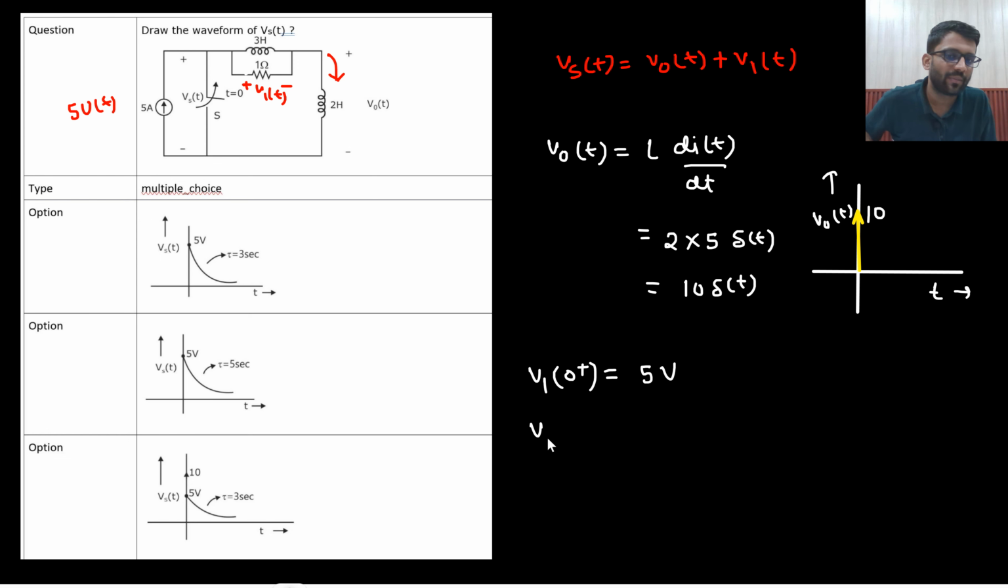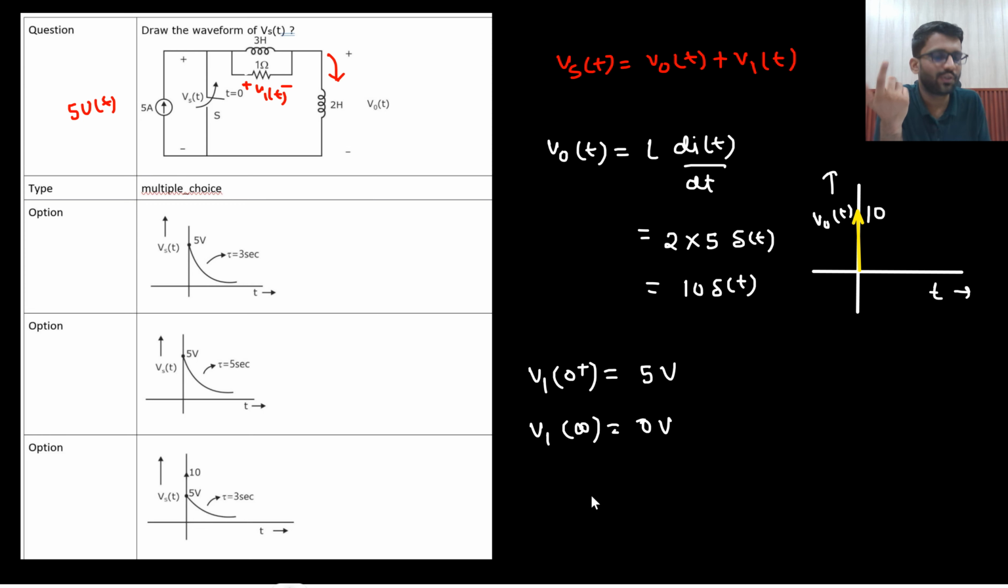At steady state what will happen? At steady state the inductor will be short circuited. Say yes or no. So all the current will be flowing through this 3 Henry inductor, and no current will be flowing through this resistance. So what will be the voltage drop? 0 volt, because the inductor is shorted, so V1 will be 0 volt only.